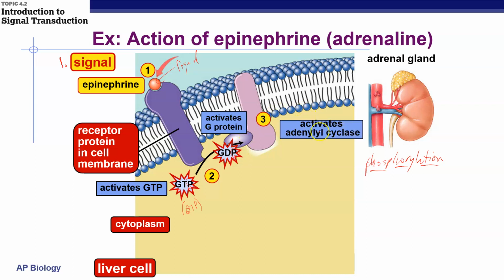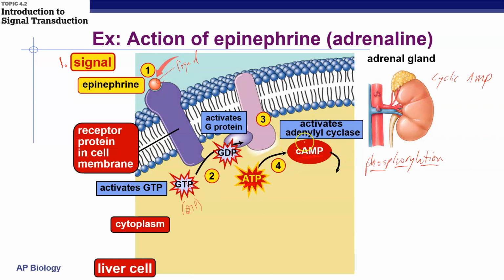Step 3, this is going to activate an adenylyl cyclase. Step 4, ATP is going to become something called cAMP, or cyclic AMP. Cyclic AMP. I'll just write that up there so you understand. This is a very important signaling molecule, actually, cyclic AMP.